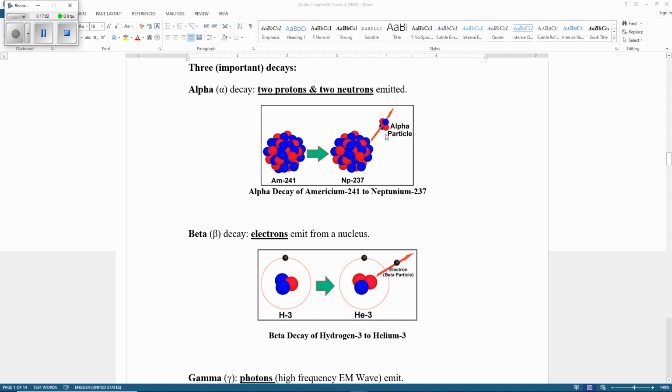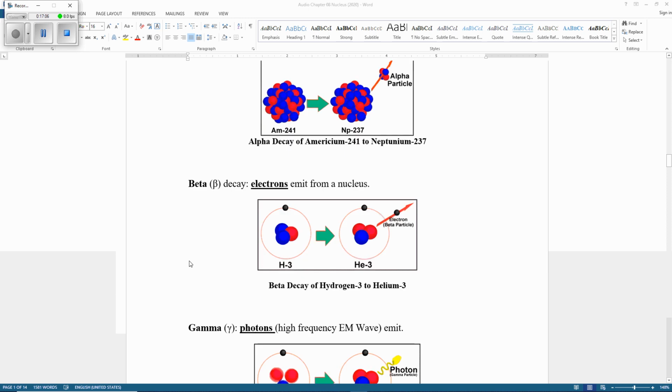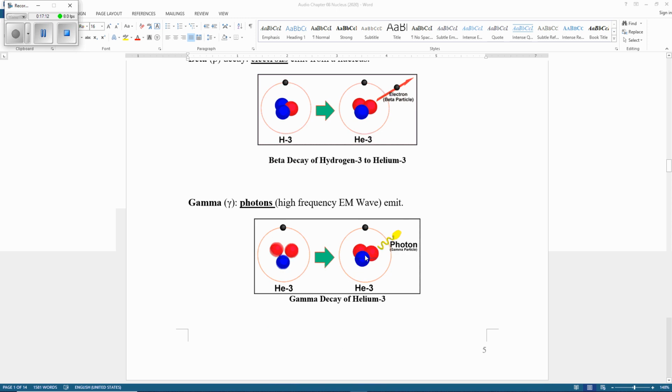So there are three important decays. Alpha decay gives alpha particles, two protons and two neutrons. Beta decay gives beta particles, electrons come out. Now the last one, gamma decay. Gamma decay gives off EM waves with very high frequency.